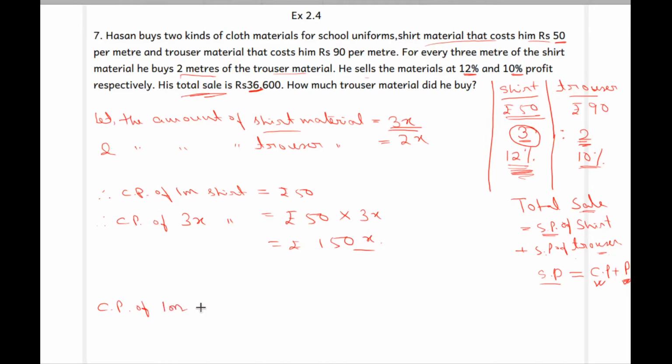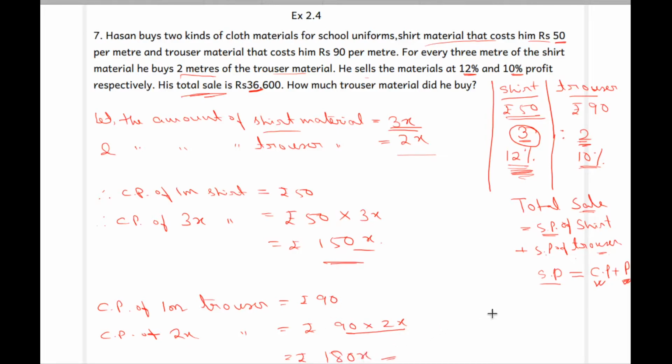Similarly, we have to find out the cost price of trouser. Cost price of 1 meter trouser is given as ₹90. So therefore cost price of 2x trouser, this is the total amount we bought, equals ₹90 multiplied by 2x. Now 90 multiplied by 2 is 180, and x. So cost price of the shirt in total is 150x, and total cost price of trouser is 180x.